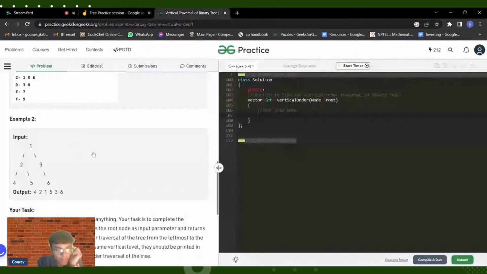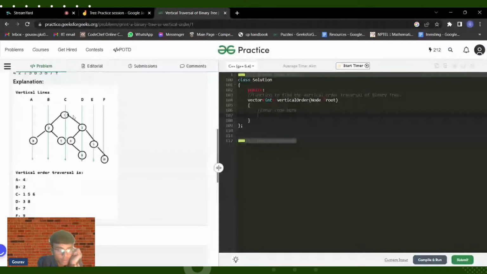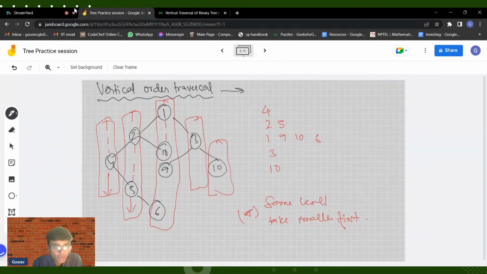Since we are starting from the root and taking the root to be at vertical number 0, what you're calling the horizontal distance, I'm calling the vertical number. If I'm taking the root to be at vertical number 0, all the verticals present on the right side will be positive numbers, that is +1, +2, and +3. And all the verticals on the left side would be negative numbers. So this is how we will proceed.